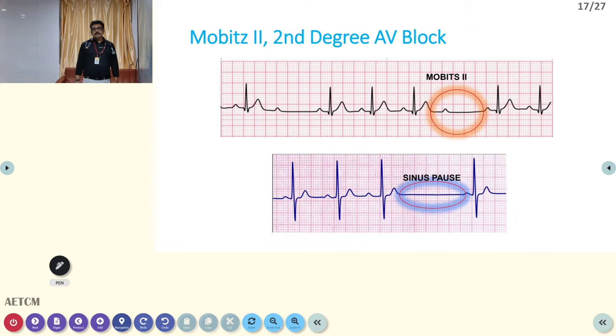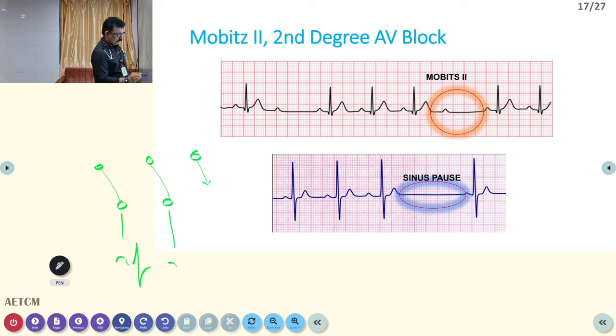So Mobitz type 2, that is second degree heart block, and sinus pause are both different. You should not confuse these two. In Mobitz type 2, all beats are conducting through the SA node, AV node, then the bundle. All are conducting and suddenly one will conduct only up to here and nothing happens after that. So here you get P wave, QRS complex. Here you get P wave, QRS complex. But here you get a P wave, but there is no QRS complex.